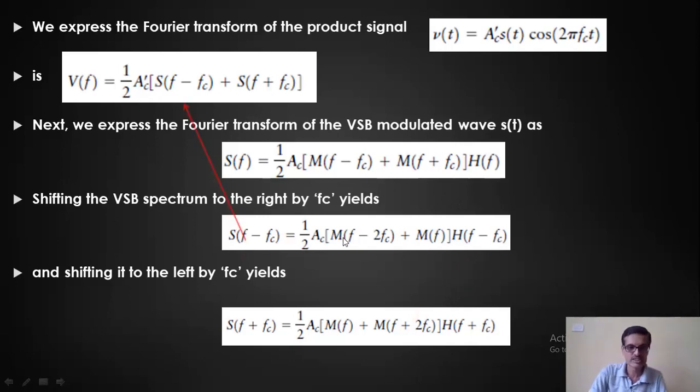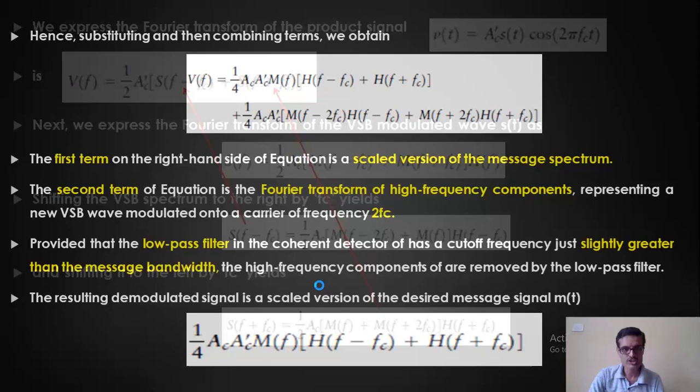Then I'll substitute this here. I'll substitute this particular equation here. Just do that substitution. What I will get, I'll show you directly.